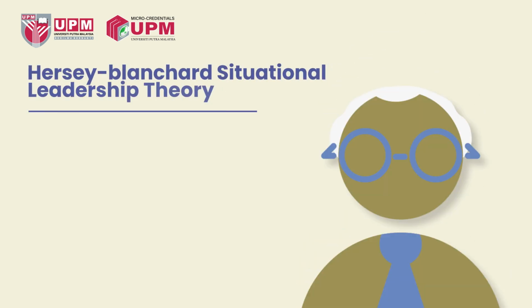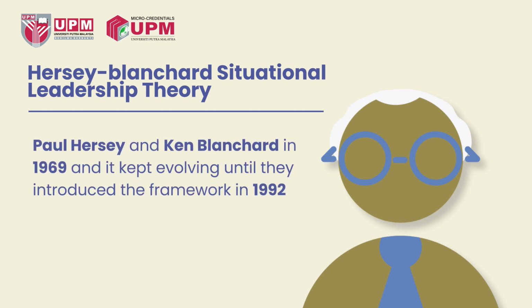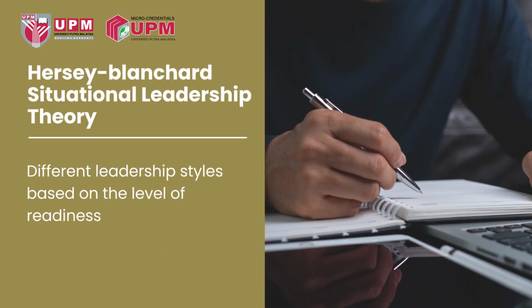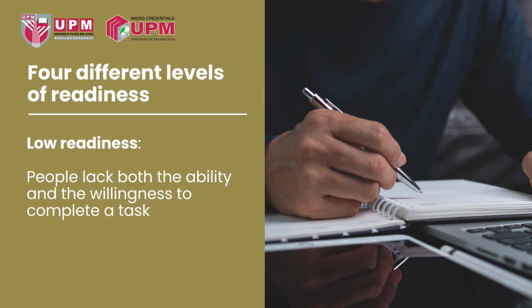The Hersey-Blanchard situational leadership theory is a leadership model that suggests that the most effective leadership style is determined by the level of readiness or maturity of the people being led. The theory was developed by Paul Hersey and Ken Blanchard in 1969, and it kept evolving until they introduced the framework in 1992. The theory proposes that a leader should use different leadership styles based on the level of readiness of their followers. Readiness is defined as the extent to which people have both the ability and the willingness to complete a task. The theory identifies 4 different levels of readiness.